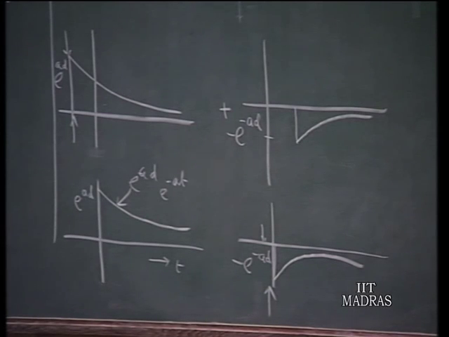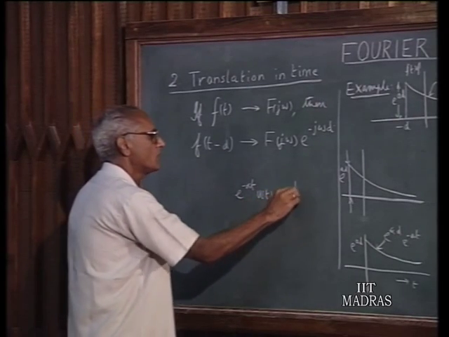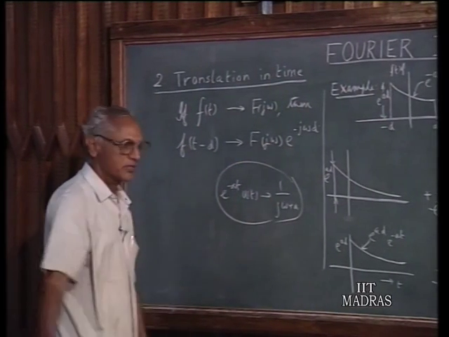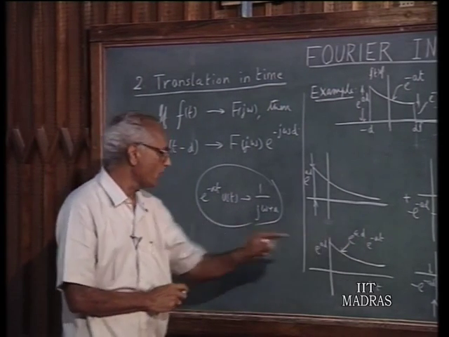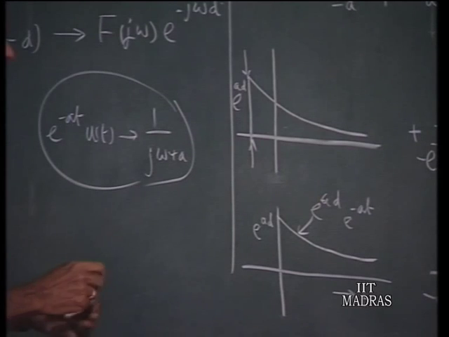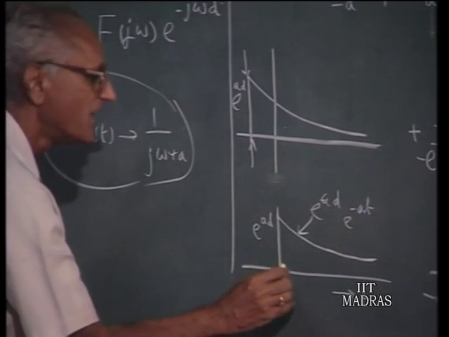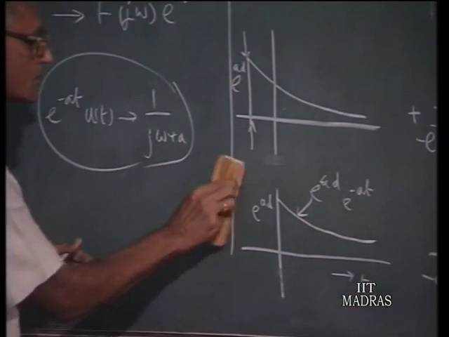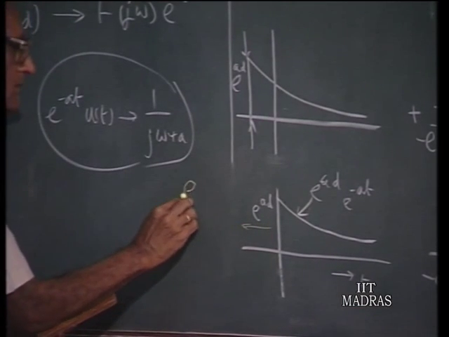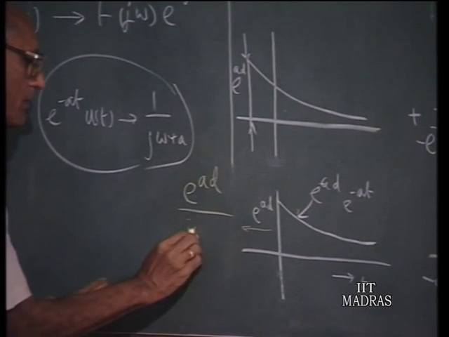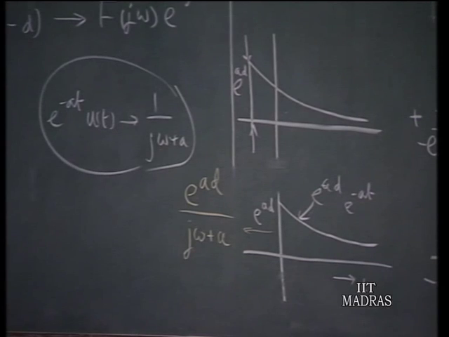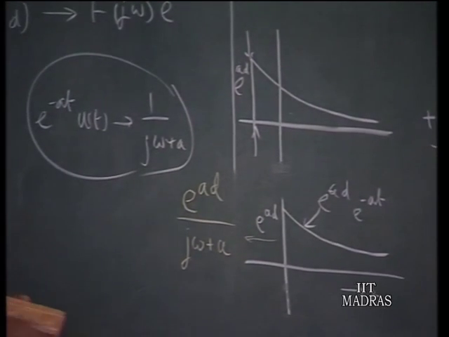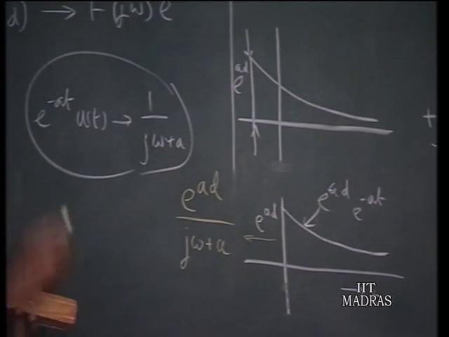And this is a function for which we already have the result. You recall that we said e to the power of minus a t u(t) has the Fourier transform of 1 over j omega plus a. This is something which we already found out. So, as far as this is concerned, instead of unit amplitude, e to the power of minus a times 0 at time t equals 0, it has an amplitude e to the power of a d. So, the Fourier transform of this would be e to the power of a d divided by j omega plus a. 1 over j omega plus a would be the Fourier transform of an exponentially decaying function starting with unit amplitude, but since this has an amplitude e to the power of a d to start with, it is e to the power of a d by j omega plus a.